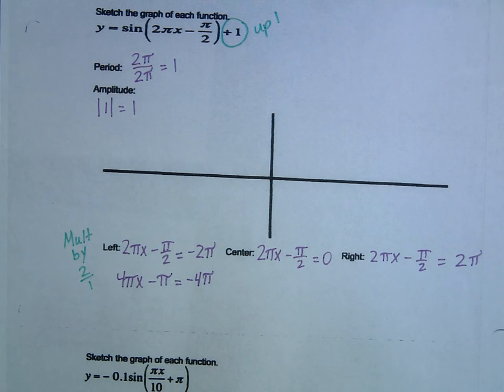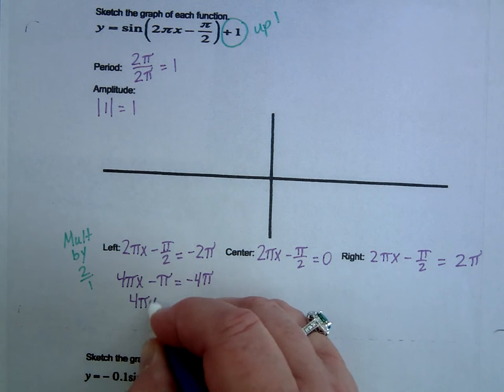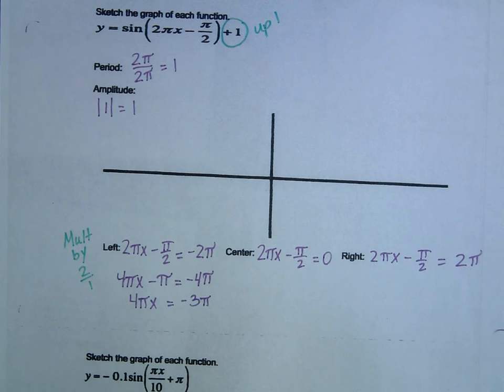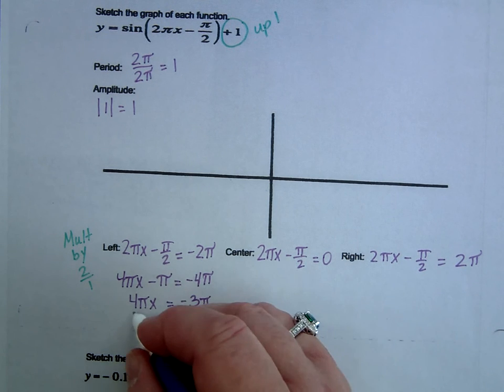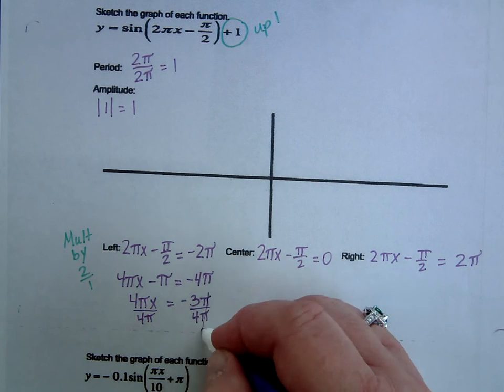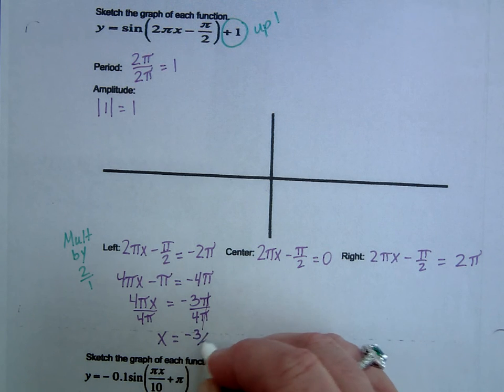So you're going to swing this pi over, you're going to add a pi to negative 4. 4 pi x equals negative 3 pi. Divide by 4 pi because you want the x by itself. So this side gets divided by 4 pi, this side by 4 pi. Pi's cancel, and I get an x that is a negative 3/4.